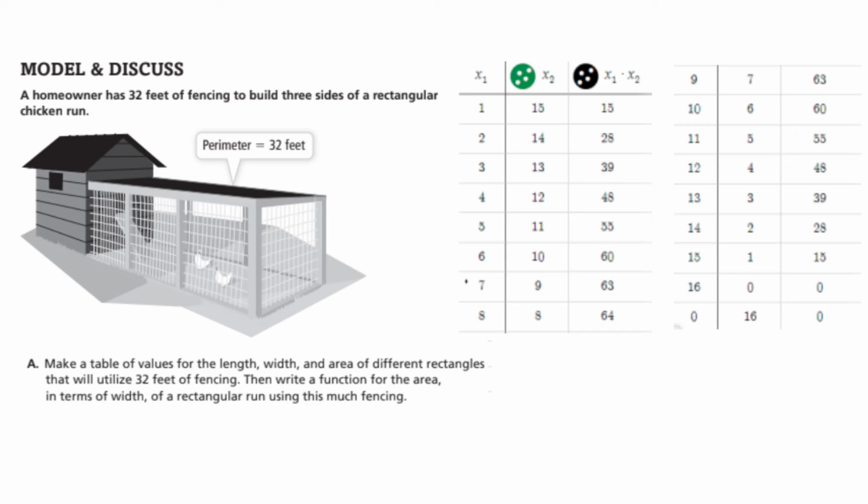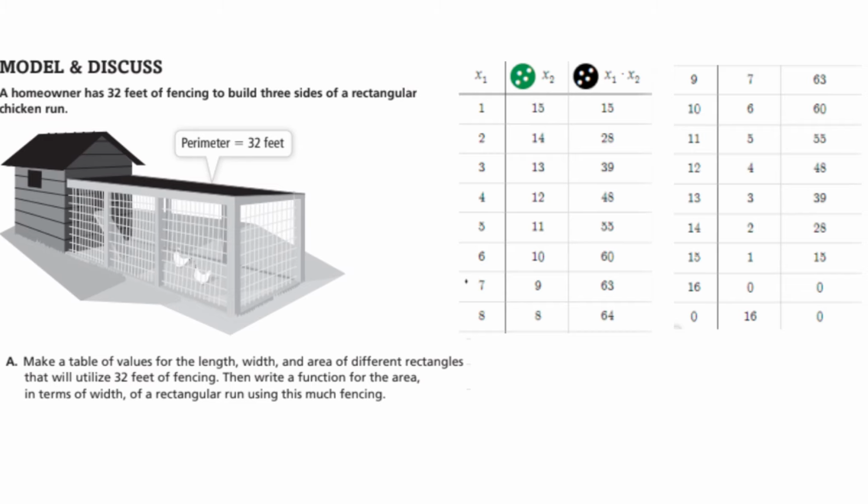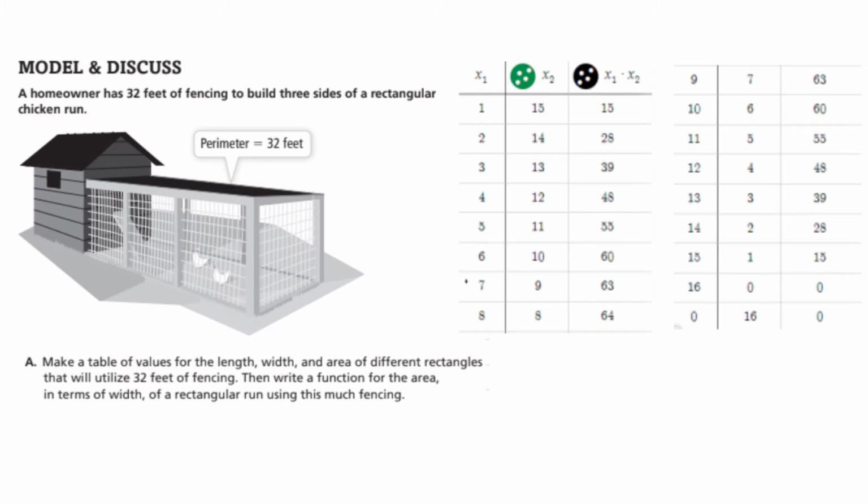So we're going to just do this model and discussion. It says a homeowner has 32 feet of fencing in which to build 3 sides of a rectangular chicken run. It asks us to make a table with the lengths and the widths of this rectangular shape, and then write a function for the area. I'll also show you something I've done in Desmos over here on the right. So if I have a side of 1, the other side is 15, because remember we're building 2 sides on this.